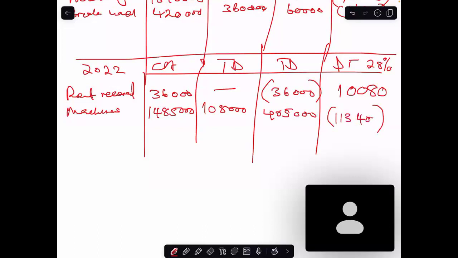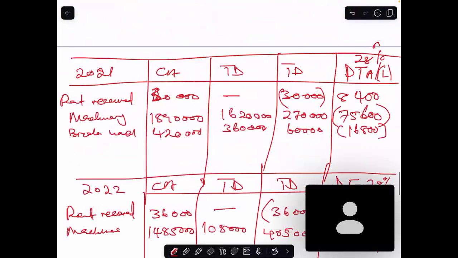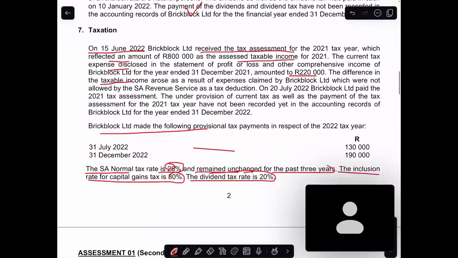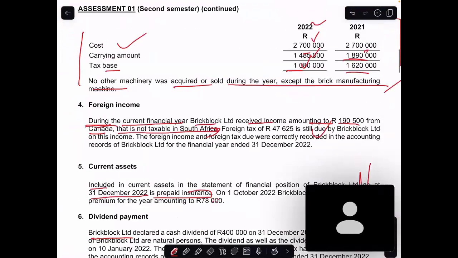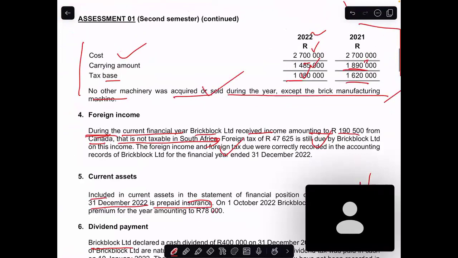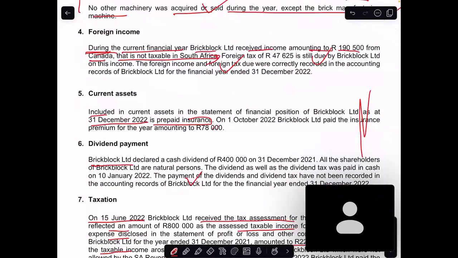113,400. Right, thank you. We move on. We have dealt with this one. Foreign income, there's no deferred tax. Current assets: included in current assets in the statement of financial position as at 31 December is a prepaid insurance. On 1 October, Brickblock paid the insurance premium for the year of 78,000.